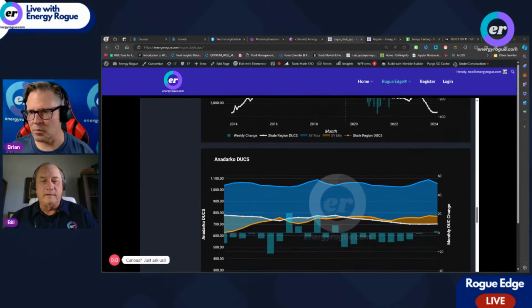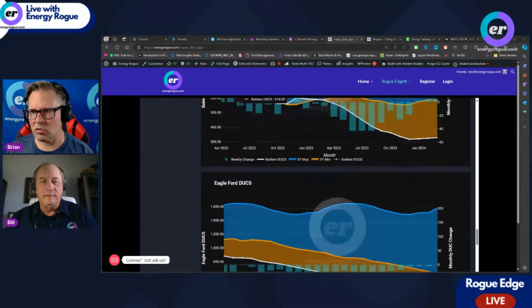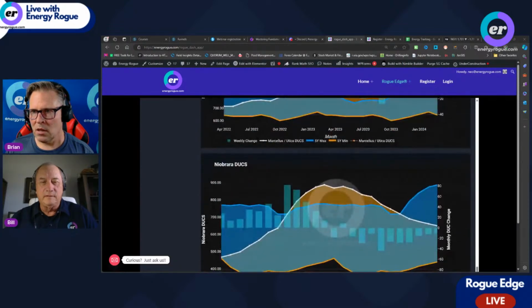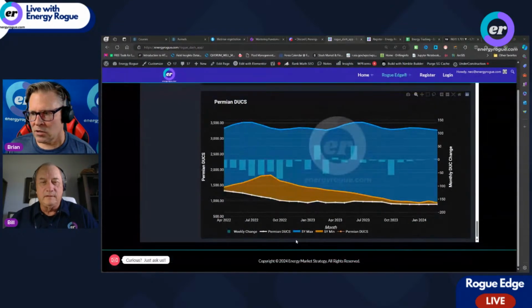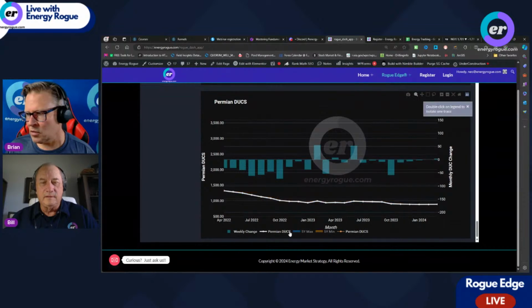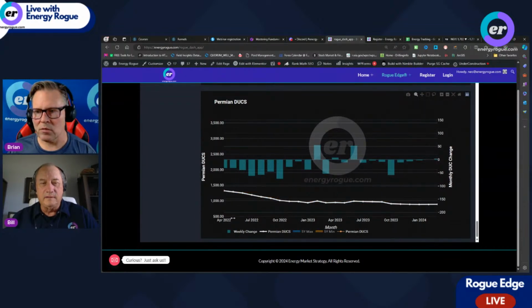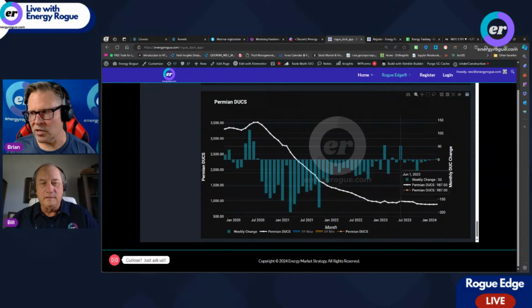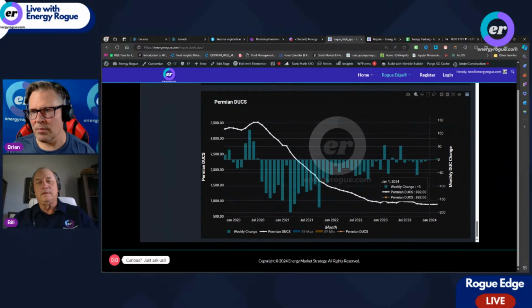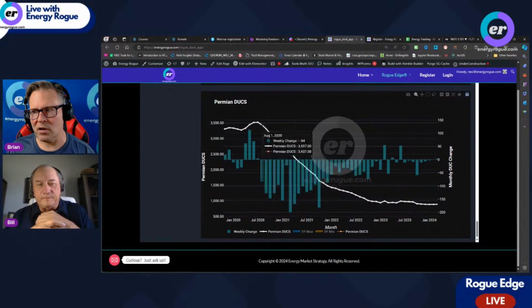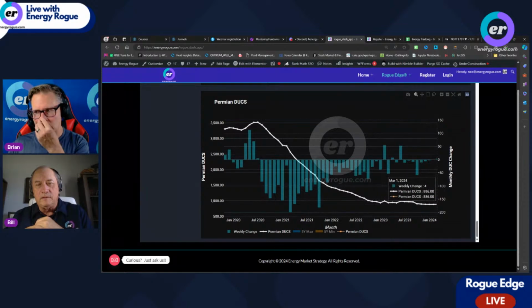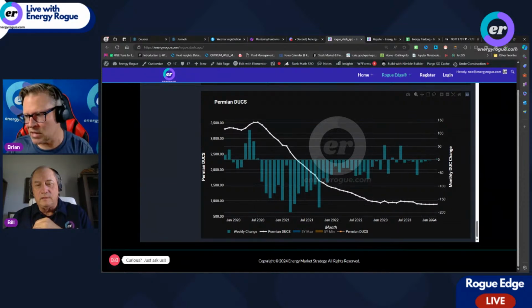So let's take a look at the Permian. Let's scroll down to the Permian right here. Here's the latest number, March. The ducks come out once a month, and what you can see is we've kind of flatlined our ducks. Most of the ducks were brought online. There's not a significant increase or decrease that I'm really seeing here.